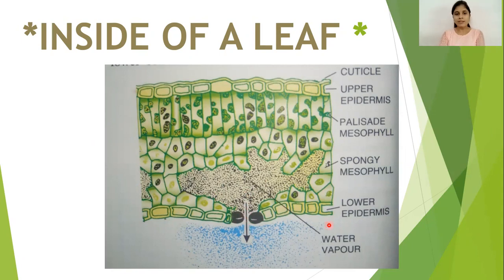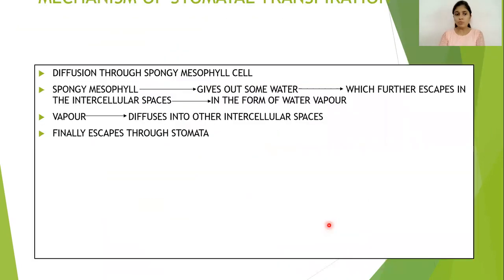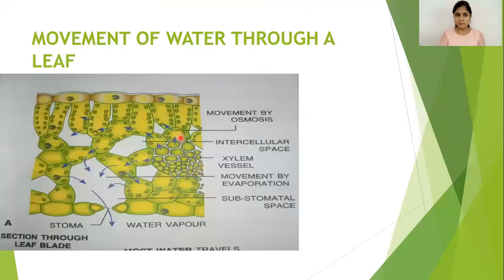The same thing I said, I've put in words. Look at this. The spongy mesophyll gives out some water and it further escapes into the intercellular spaces. Clear? Then again, it is in the form of water vapor. This vapor diffuses into other intercellular spaces and finally escapes through the stomata. So on this, two kinds of questions can be asked.